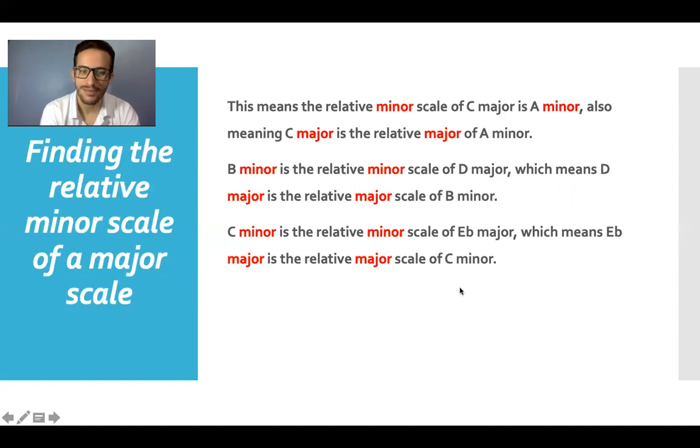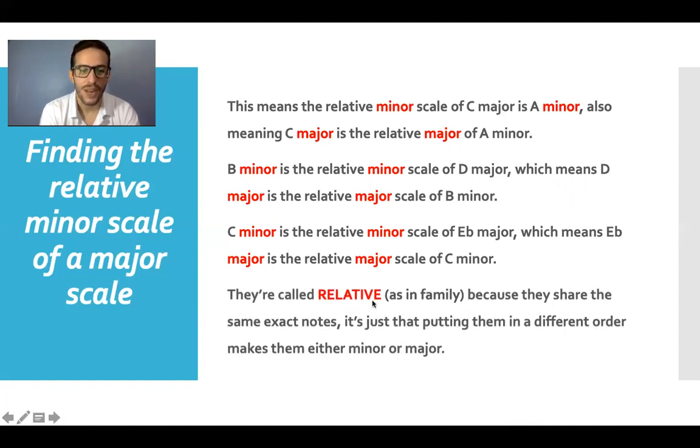Okay, moving on. They're called relative, as in family, like I said before, because they share the same exact notes. It's just that putting them in a different order makes them either minor or major. Okay? Moving on.